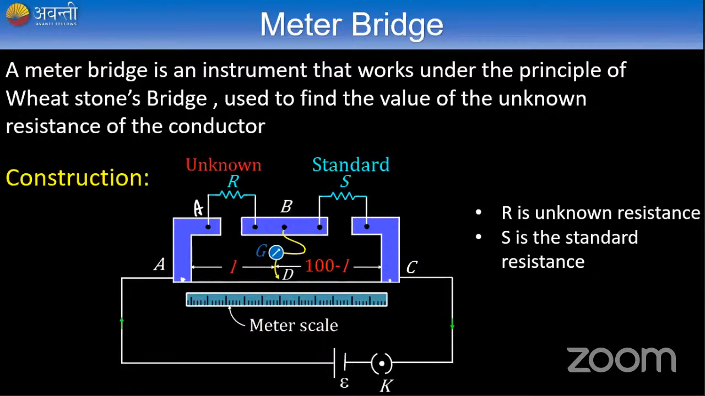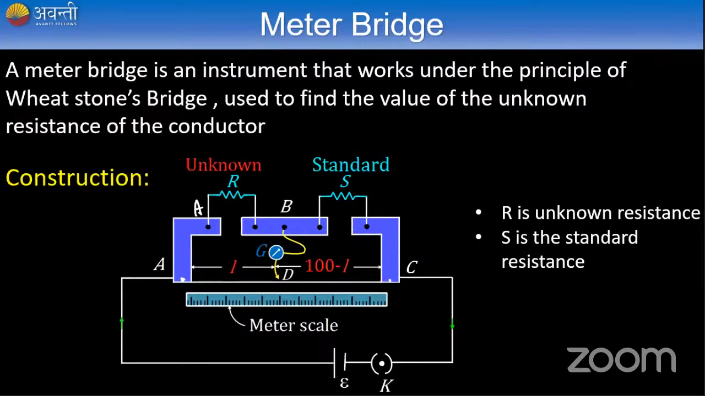S is the standard resistance. You might have known it as a standard resistance box by now. There is something called a resistance box, which will give a standard resistance. In our previous class we studied about carbon resistors and all, right? Though we have carbon resistors, they are bound to have certain errors. While doing the experiment, there was some error in carbon resistance. You remember?